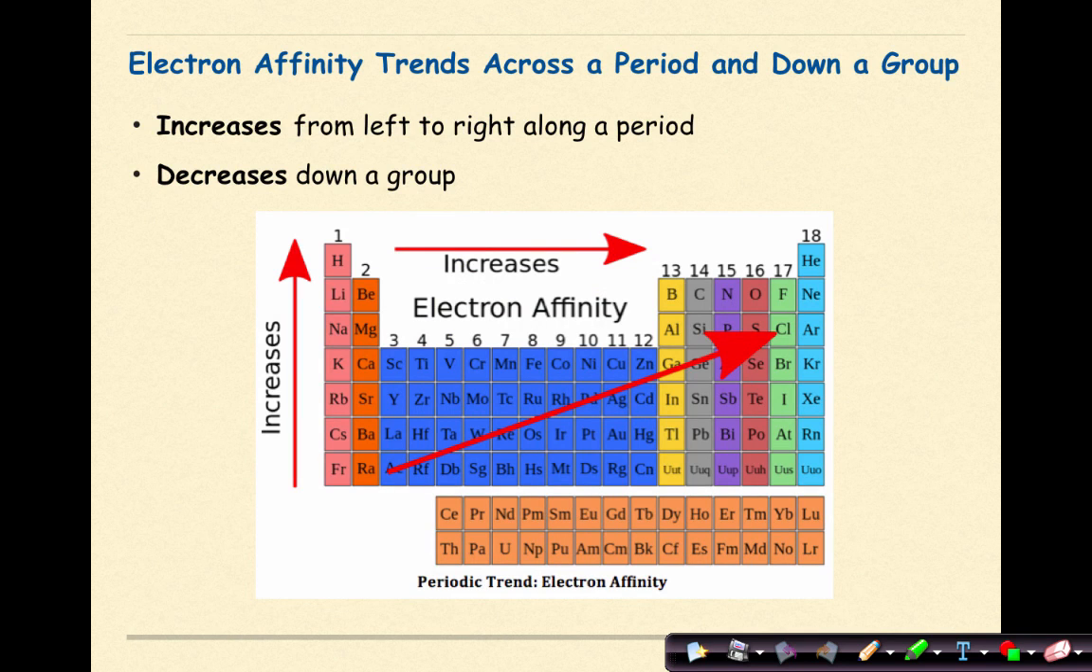So the general trend of electron affinity is that it increases from left to right across a period, which makes sense as our metals are typically not going to gain electrons, but our nonmetals will gain electrons to get their full octet, and it's going to decrease down a group.